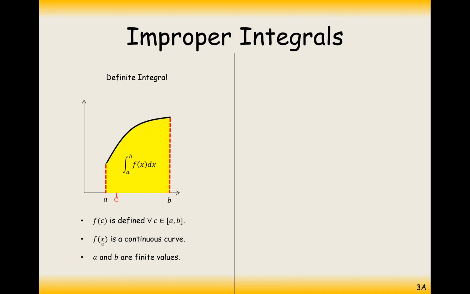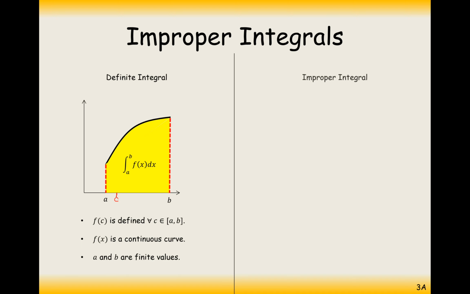It's also a definite integral because the curve is continuous. There are no jumps in the curve from one point to another, so it's a definite integral because of that reason as well. And also it's a definite integral because a and b are finite values. It's not like I've got an infinity symbol on the top or the bottom of my integral here. So these are three components that definitely make this integral a definite integral.